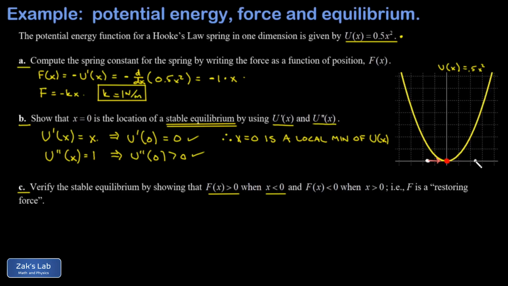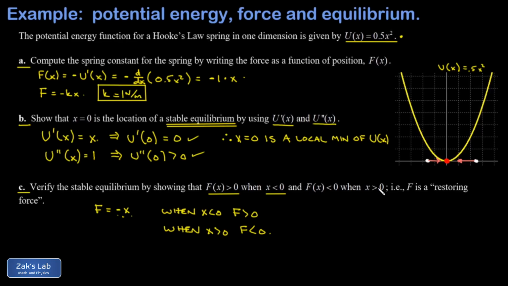And when my particle is over here to the right of the equilibrium, I want to show that my force points to the left, again, bringing the particle back toward the equilibrium position. And we already found out the force function in general. It's just negative 1 times x or just negative x. So then we think about it. When x is less than 0, my force function is negative x. So if I take a negative number and put a minus sign in front of it, I get a positive number. And when x is greater than 0, well, F is the negative of a positive number then, so F is going to be less than 0. And that means it points to the left.